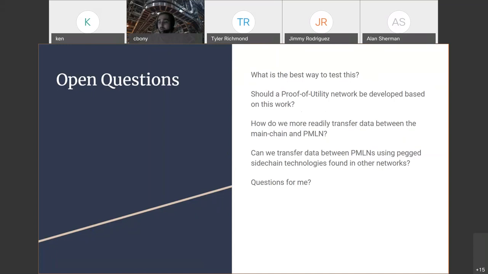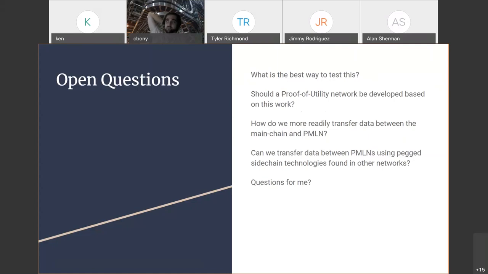How do we more readily transfer data between the main chain and the PMLN? Because of course they have to interact over that parent transaction and that can cause latency and can be difficult to do. And can we use peg sidechains to communicate between PMLNs? That's something I really just don't understand. I don't know if it's secure to do that.